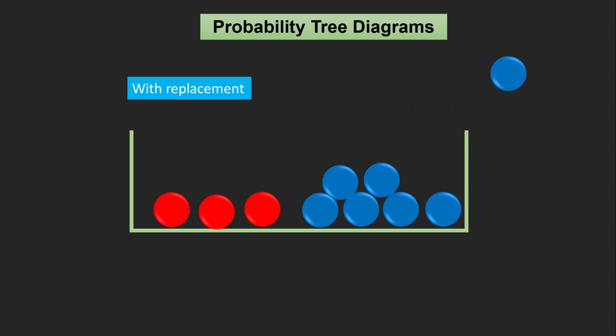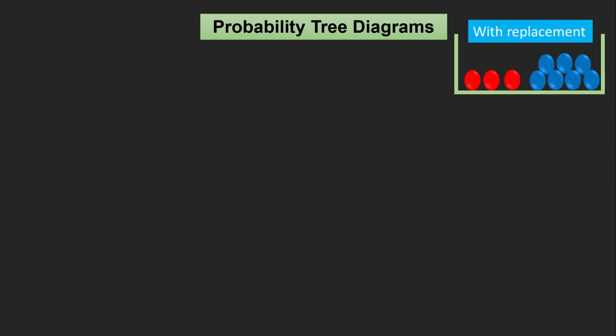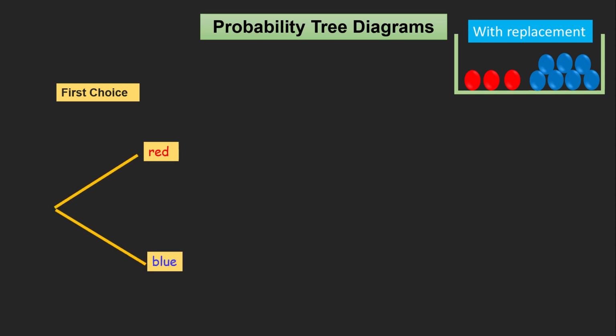How do we draw a tree diagram for this experiment? There are only two choices. First choice, how many outcomes? Two outcomes, red and blue. These lines are called branches. We write possible outcomes at the end of the branches and we write the probabilities along the branches.